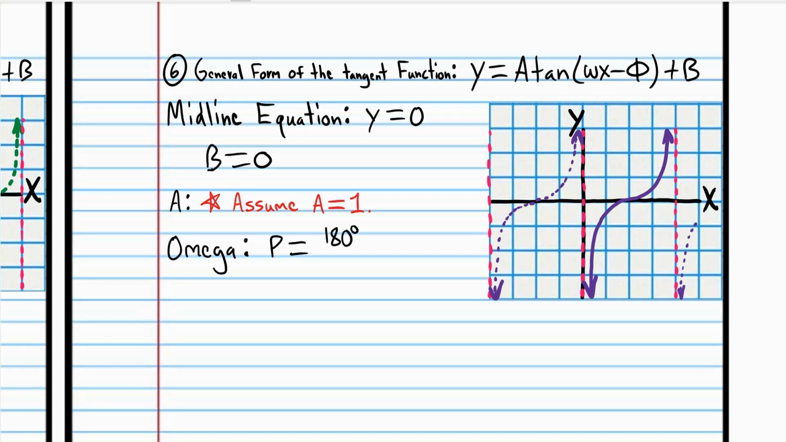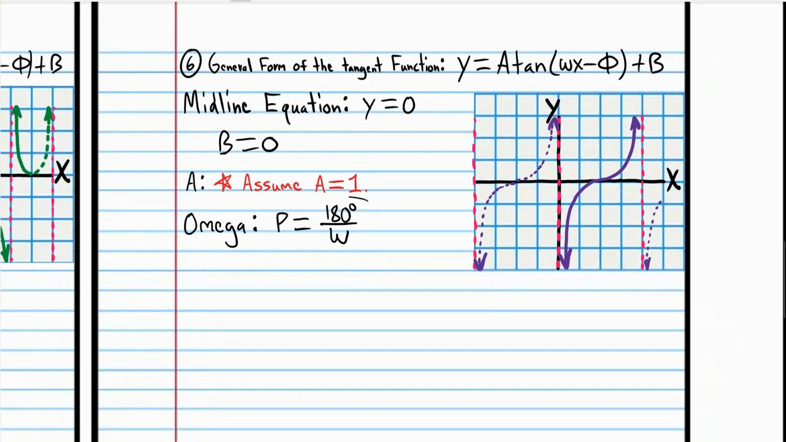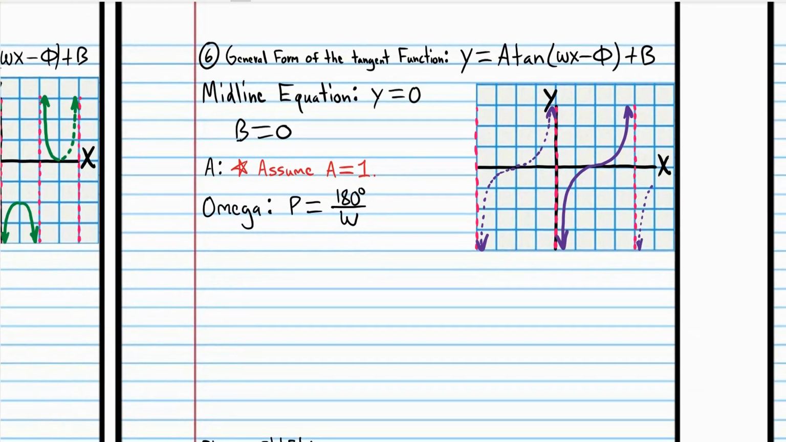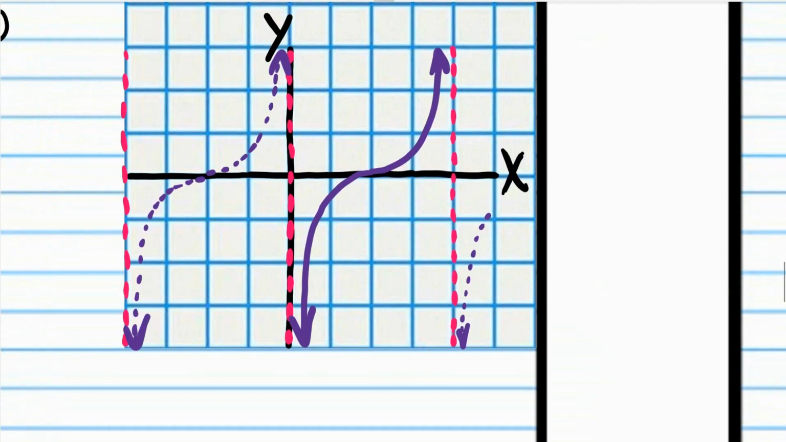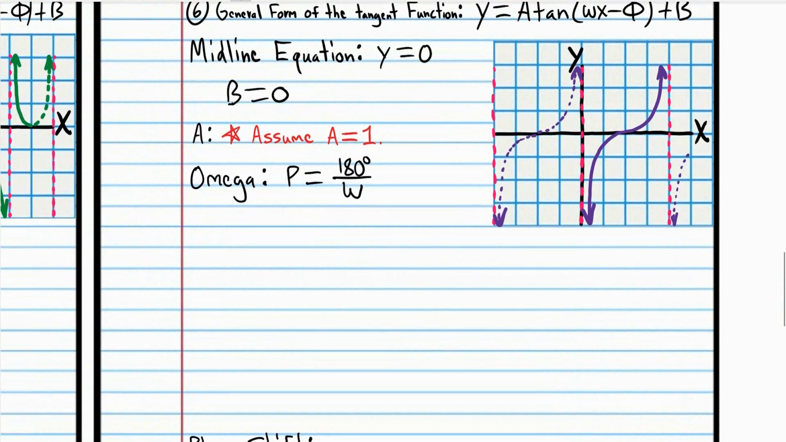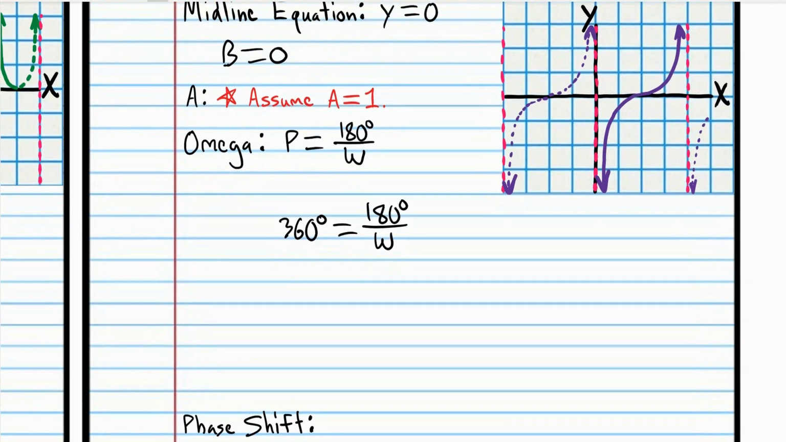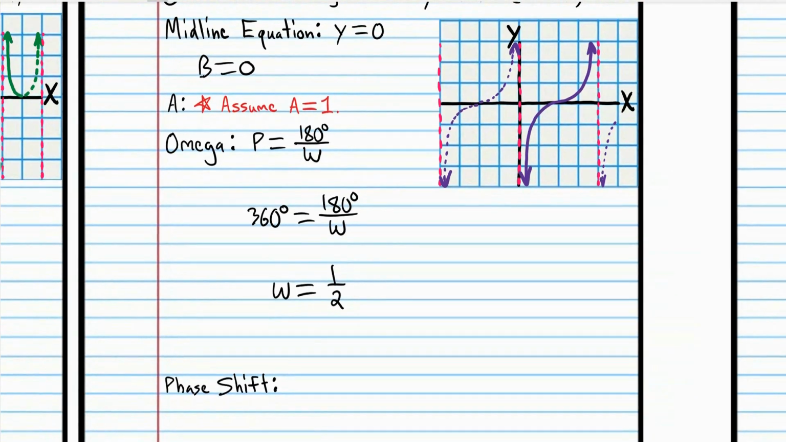Now we're going to use a different formula for the period so we can find omega. The normal period of the tangent curve or cotangent curve is 180 degrees, so be aware of that. So now we can look at the period. What is the horizontal distance necessary for one complete cycle? Well, you can look here. We have 1 box, 2 boxes, 3 boxes, 4 boxes. So that's 360 degrees necessary for one complete cycle of the curve. And if you do the math, you're going to end up with 1/2 for omega. So this is the first time that we got a fraction for omega.